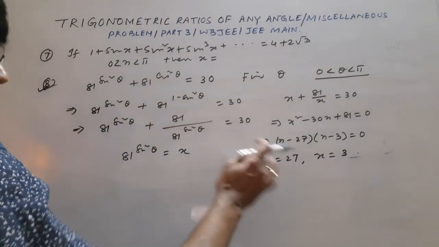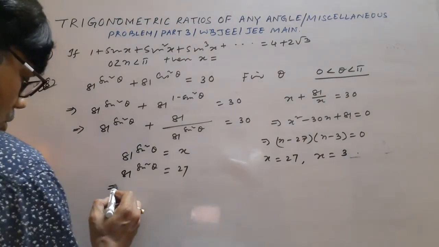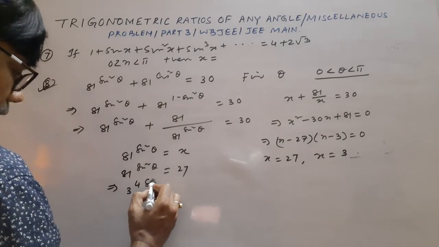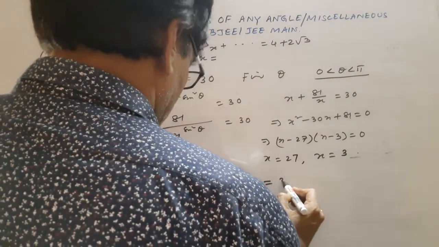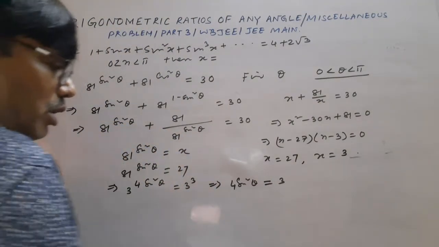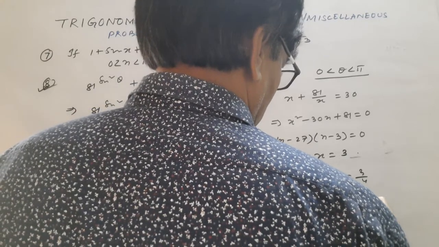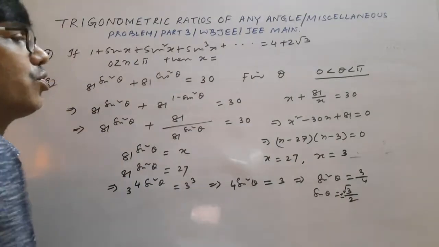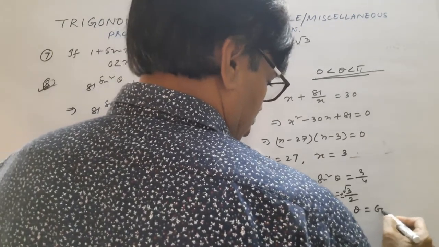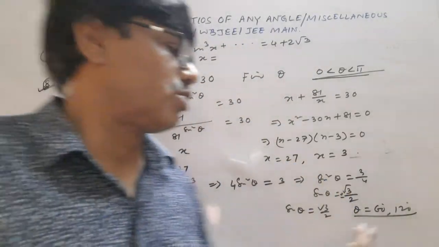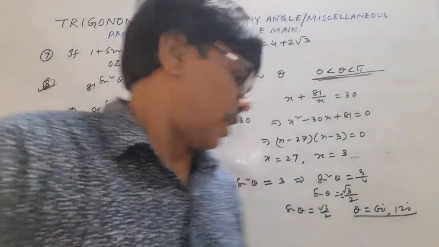If we take x equals 27, then 81 to the power sin square theta equals 27. So 3 to the power 4 sin square theta equals 3 to the power 3. By the rule of indices, 4 sin square theta equals 3, so sin square theta equals 3 by 4. So sin theta equals plus or minus root 3 by 2. Since it is in the second quadrant, sin theta is always positive. So what are the values? Theta equals 60 and 120. Only two values are possible because it is in the second quadrant. Now one more option.